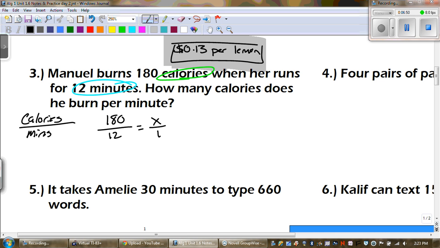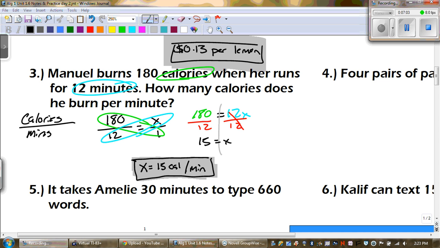Why don't you guys pause the video and see if you can set it up and solve this one all on your own. Good luck. Once you cross multiply, you get 180 equals 12x. Divide both sides by 12, and you get x equals 15 calories per minute.